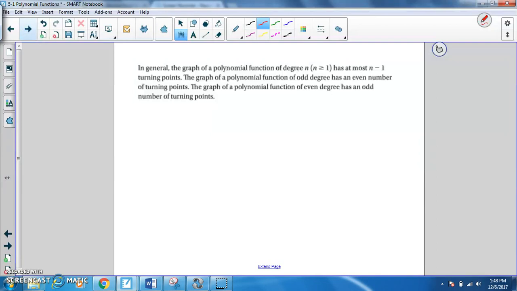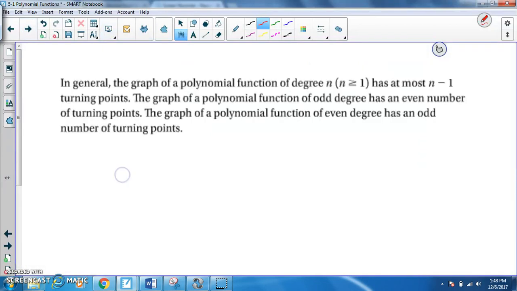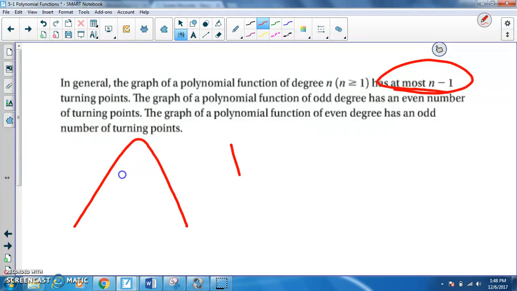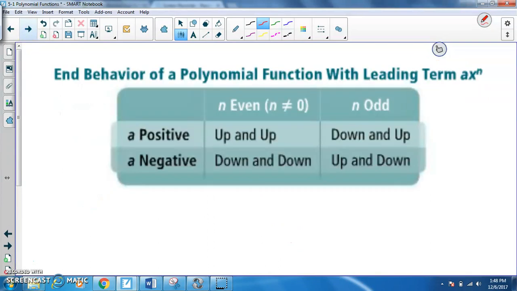If we have a degree of n, we can have at most n minus 1 turning points, which is when we go from either increasing to decreasing or decreasing to increasing. Right there would be our turning point. And behavior of a polynomial is determined by 2 things. We need our first term in standard form because we need the coefficient and the degree of the exponent. So the coefficient is positive or negative, and if the degree or the highest exponent is even or odd, then we are going to determine what our end behavior is.